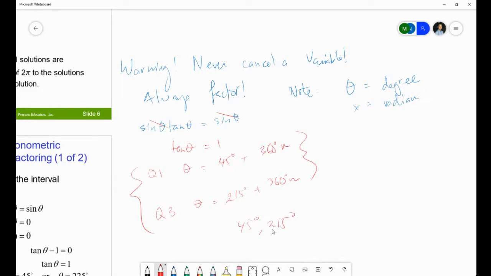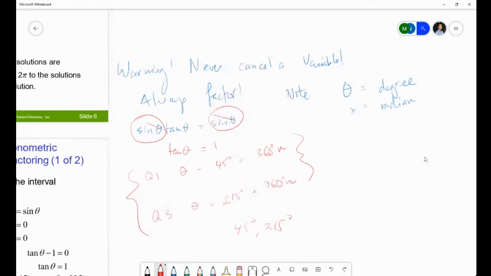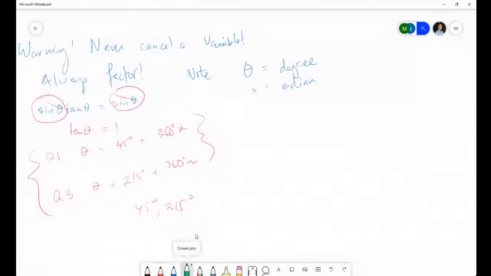Okay, however, that's not correct. This is not all the possible solutions because you canceled the sine theta. Now, the correct way of doing this is to factor. So to do that, we're going to bring sine to one side.